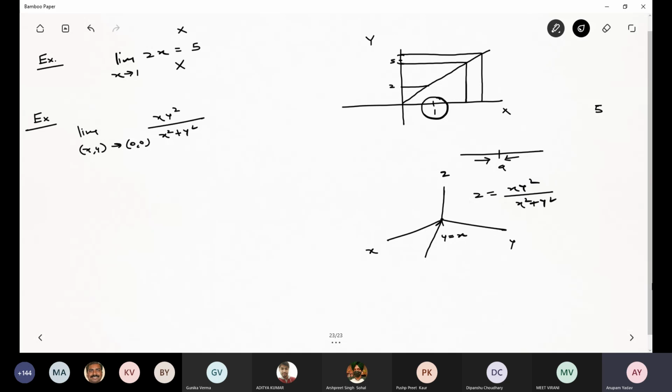through y equals x, or along this direction, then if its entire limit exists, it would be the same value.